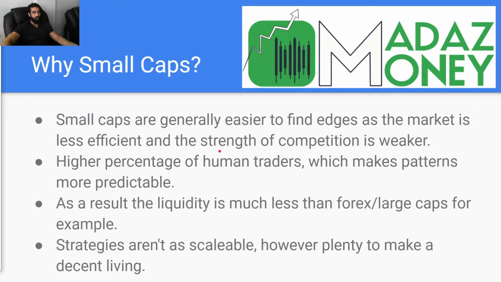So why small caps? The reason that I trade specifically small caps, and I'll go over the criteria that I like on stocks, but generally under 200 million market cap is the range that I like to trade, and usually under $10. The reason is that small caps are generally easier to find edges in, because you have to look at your competition. You're competing against guys who probably have a similar experience level as you, similar bankrolls, and therefore you can probably beat them in the markets.